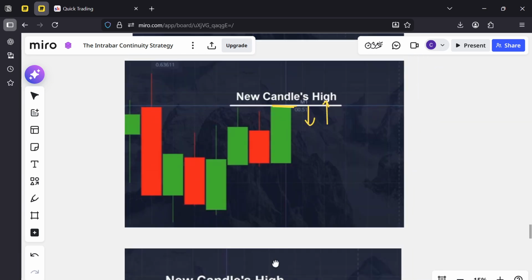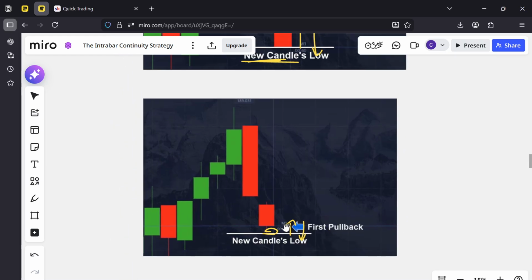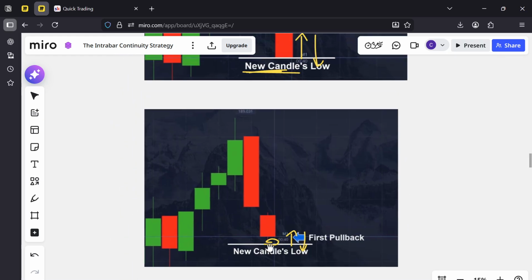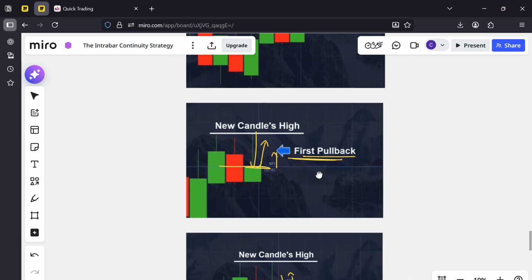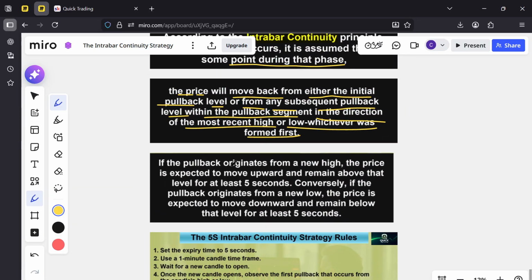And then the same for a sell, right? So over here, exact same for a sell, where if it creates a new low, right, it will always pull back up and it's more than likely to push back down and reach that low or that previous low. Okay, now if the pullback originates from a new high, the price is expected to move upward and remain above that level for at least 5 seconds.